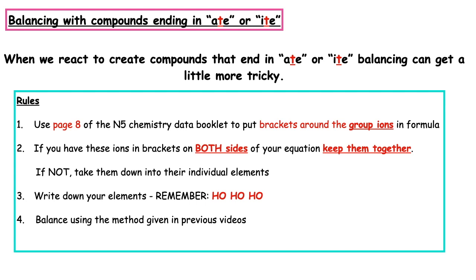Step number 3, we need to remember what Santa says. He says ho ho ho. So we need to do all other elements, then hydrogen and oxygen last, and then we will just do the box method, going down our shopping list and remembering to go over it twice, just like the previous videos.